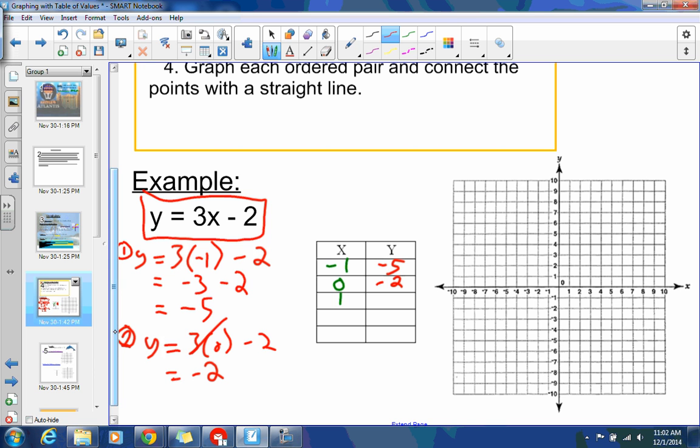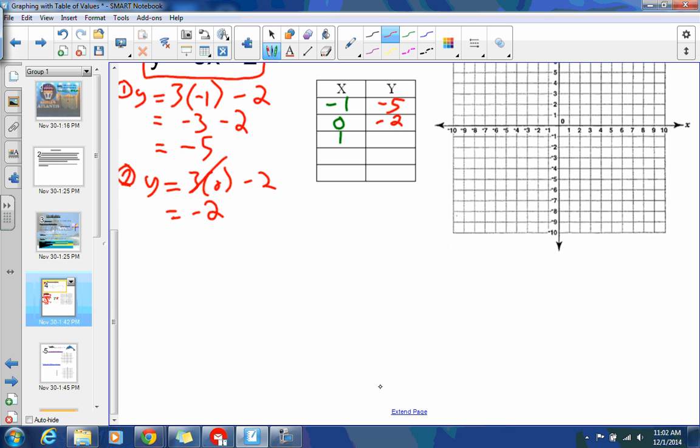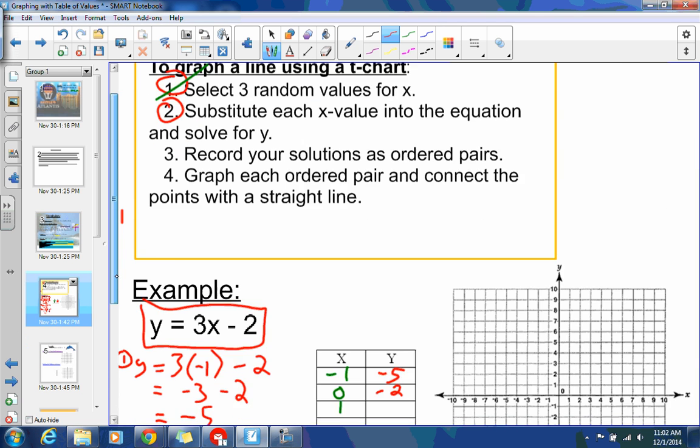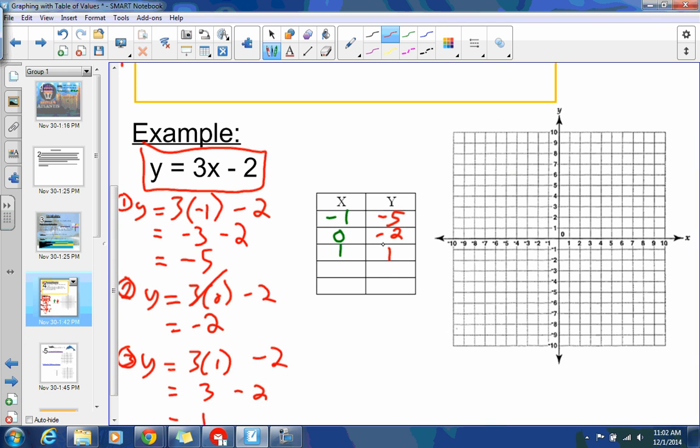And the last one we're going to plug in is 1. Again, you can pick other values. If you want to do 0, 1, 2, or 1, 2, 3, or -2, 0, and 2, you just have to have 3 values for x. So our third one I picked is 1. You plug it in for x, y equals 3 times 1 minus 2. When you simplify that, 3 times 1 is 3, minus 2, and 3 minus 2, hopefully you know by now, is 1. So 1 and 1 would be the other point.